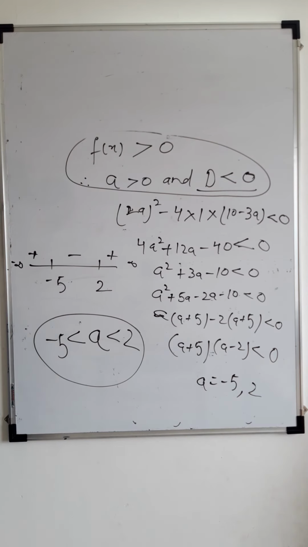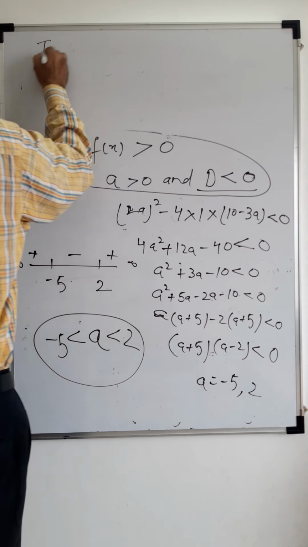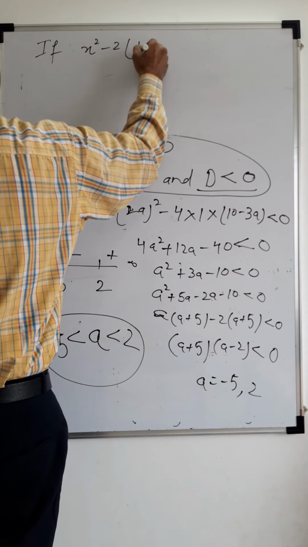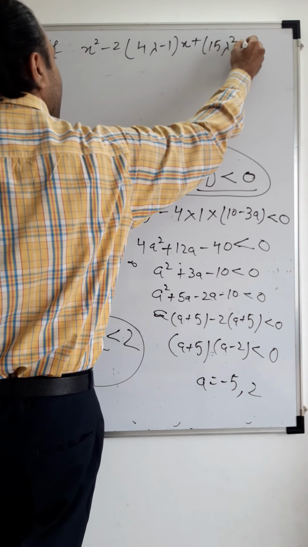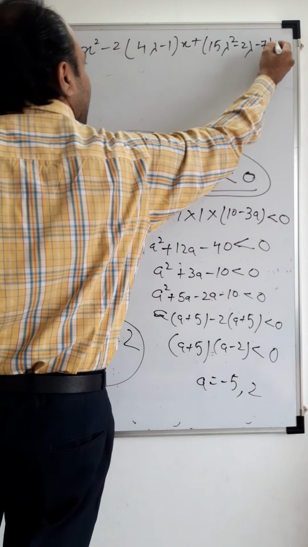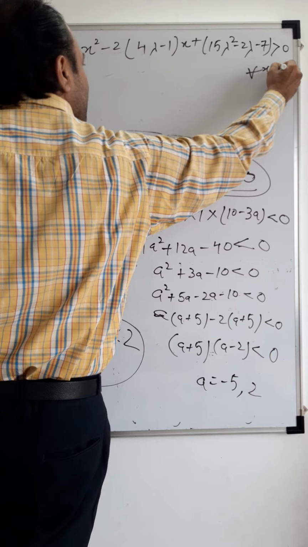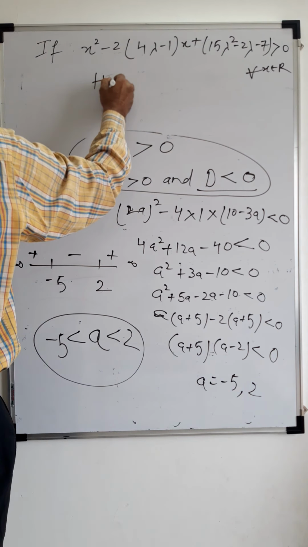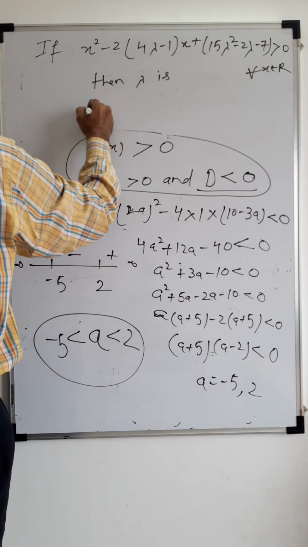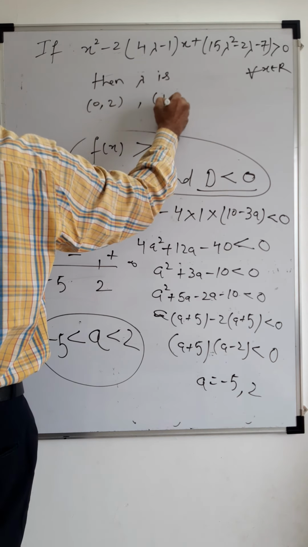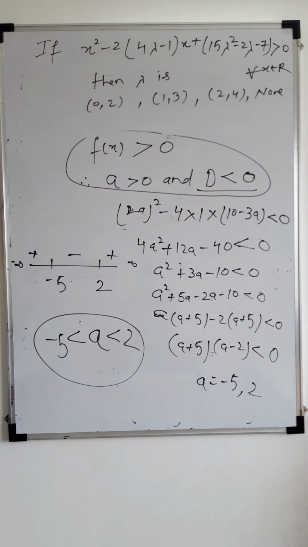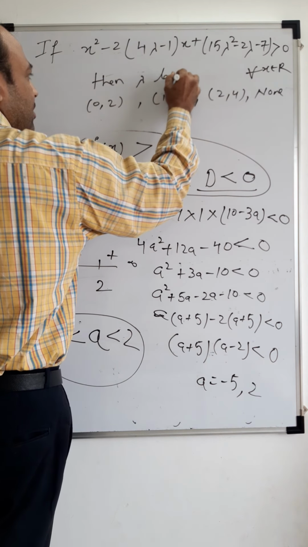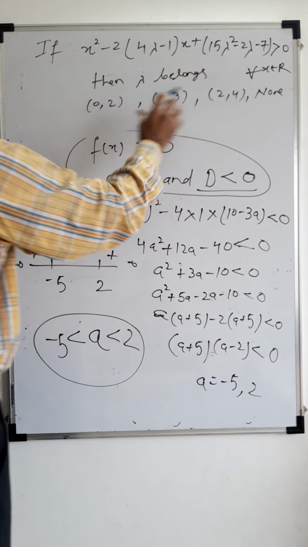See, the next question is: if x square minus 2(4 lambda minus 1)x plus 15 lambda square minus 2 lambda minus 7 is greater than 0 for all x belongs to R, then lambda is... the value of lambda, where it will belong, and none. Correct? Lambda belongs to which interval?